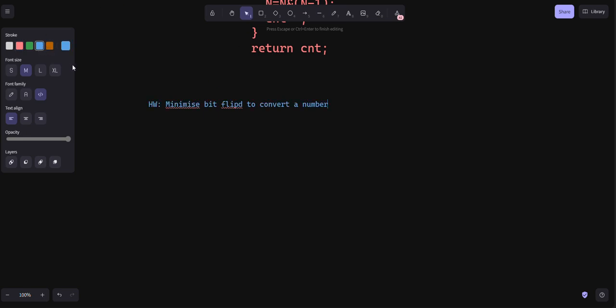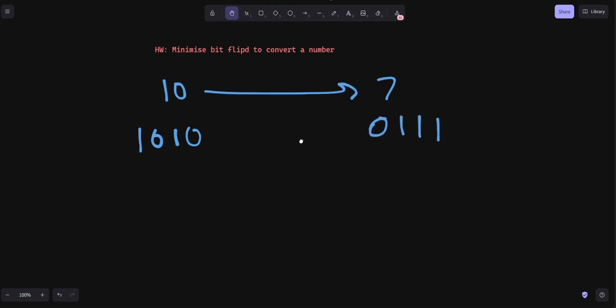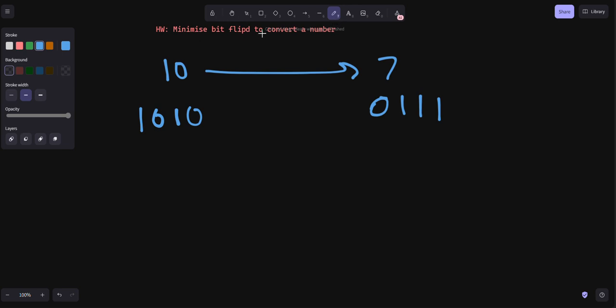Let's say we have one number as 10. We want to make it 7. How can you make it? So 10 is represented as this, and 7 is represented as 0 1 1 1, right? How many minimum bit flips do you need to do? You need to flip this so that you get one. You don't need to flip this because it's already one. You need to flip this. So basically you need two minimum bit flips, right?